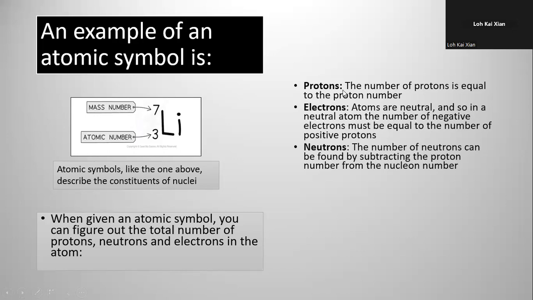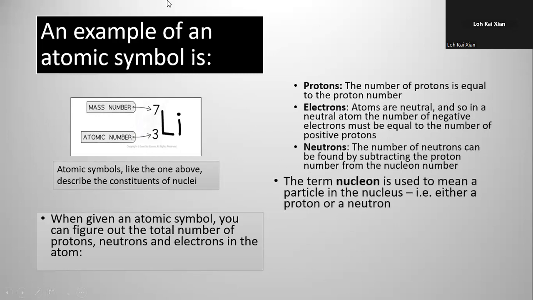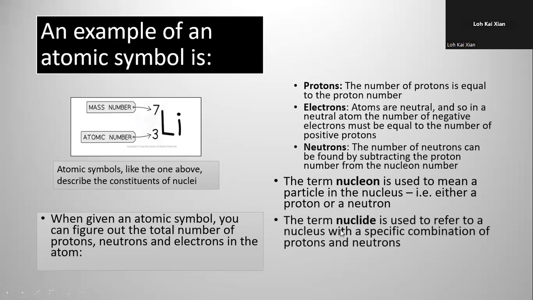Right? Number of proton is the proton number. Number of electron is the same. They are the same. Neutron, we just subtract. So the term nucleon is used to mean the particle in the nucleus. They can either be a proton or a neutron. The term nuclide, same lah, is also associated with the nucleus. It's used to refer to a nucleus with a specific combination of proton and neutron. Right? So there is a nuclide.